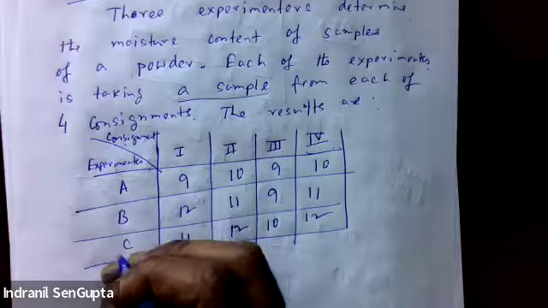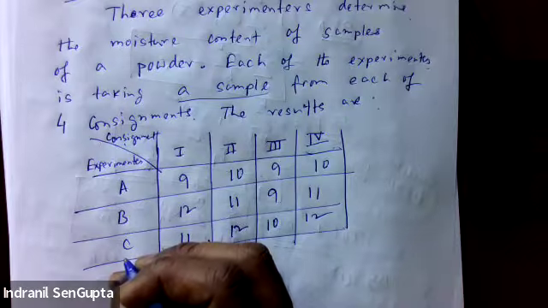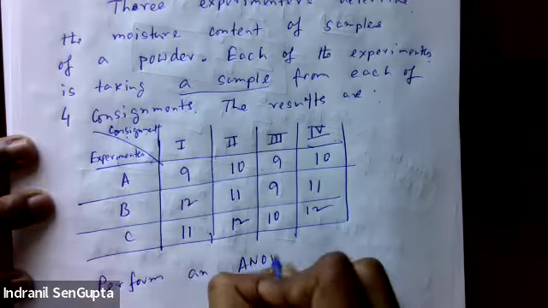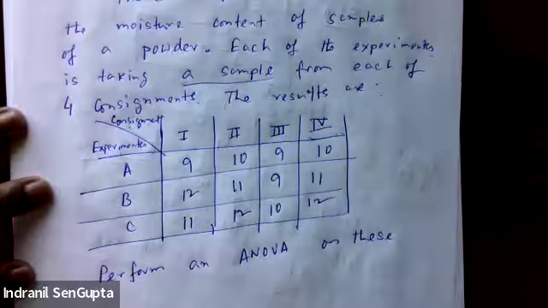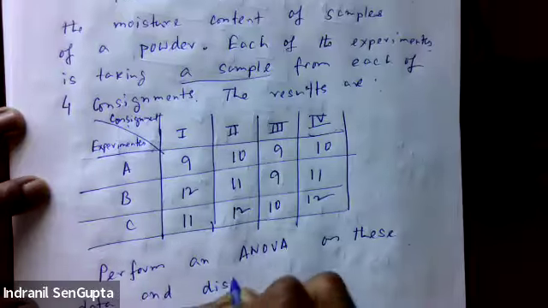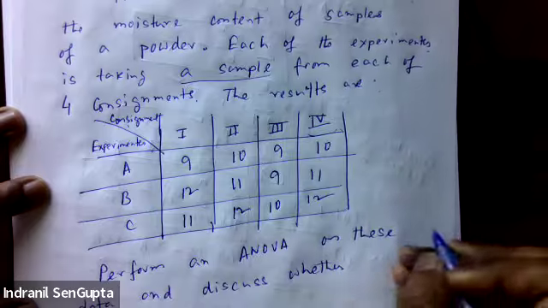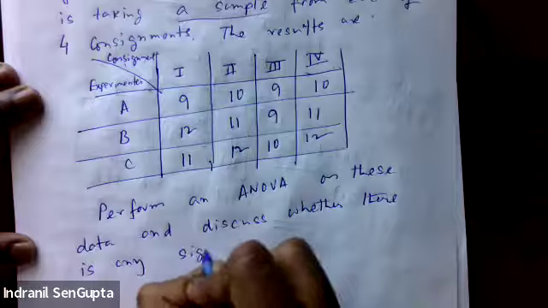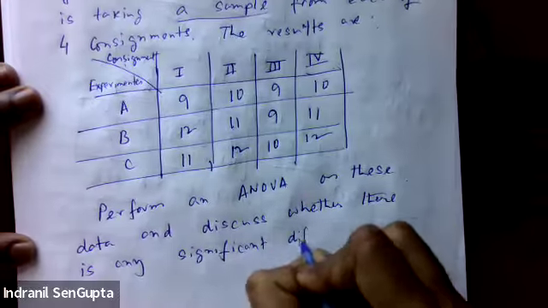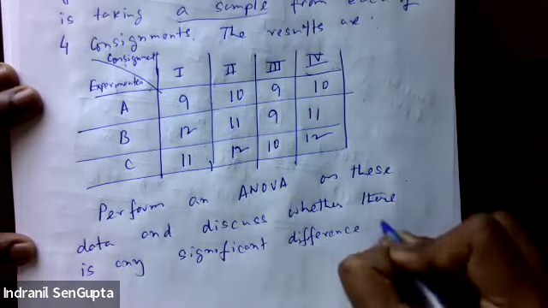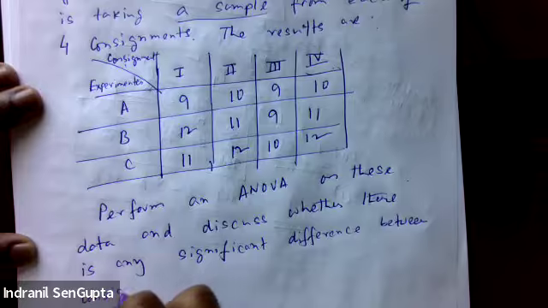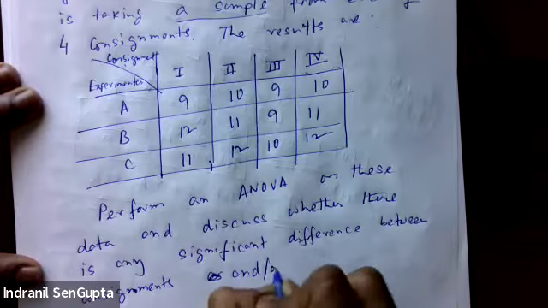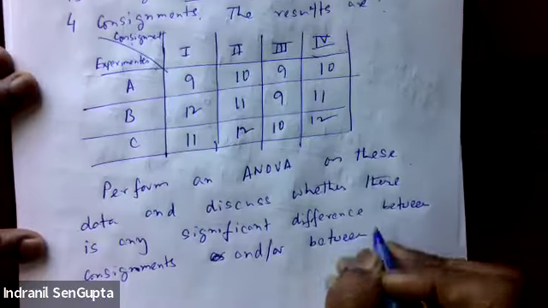So the question is, perform an analysis of variance, an ANOVA, on this data and discuss whether there is any significant difference between consignments and or between experimenters.